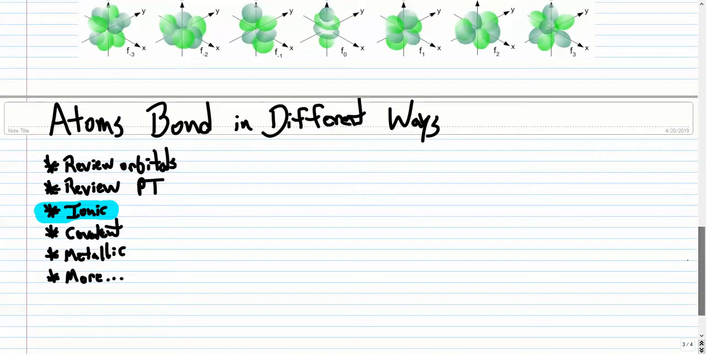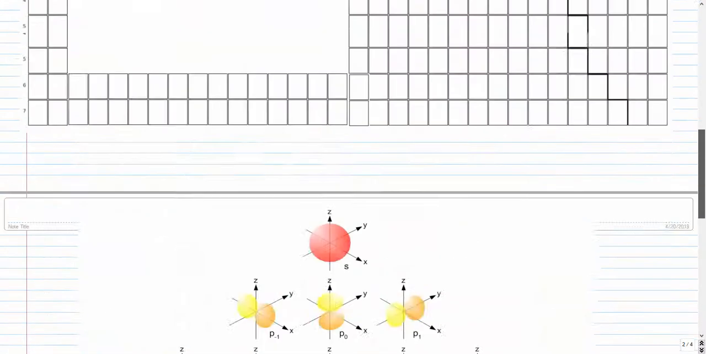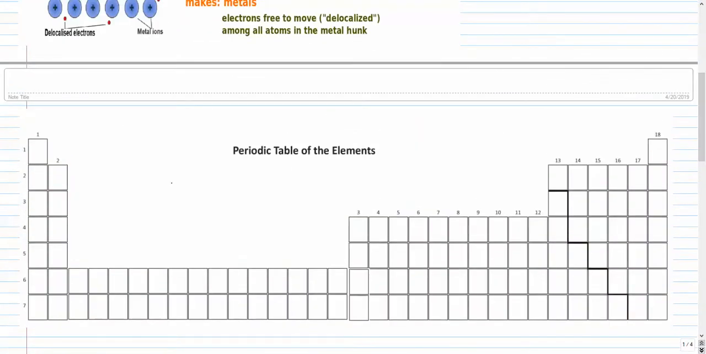What's next is covalent bonding. So if ionic bonding is a transfer, what is covalent bonding? Covalent bonding is when electrons are shared. So covalent is when electrons are shared.